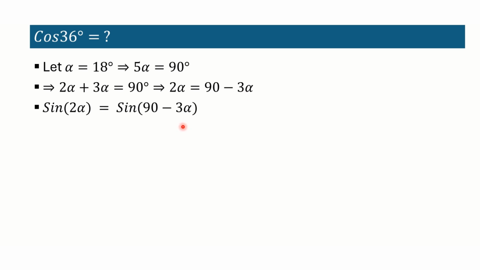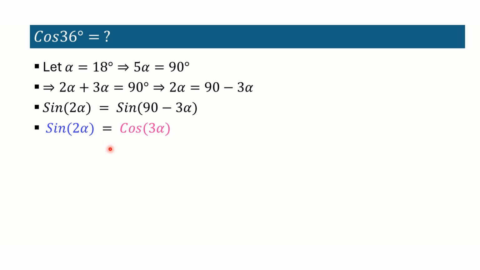And you may remember a formula, that is sine of 90 minus theta is equal to cos theta. So if I use that trigonometric identity, I will have on this side sine 2 alpha, but on this side I will have cos 3 alpha. That is, sine of 90 minus theta is equal to cos theta.